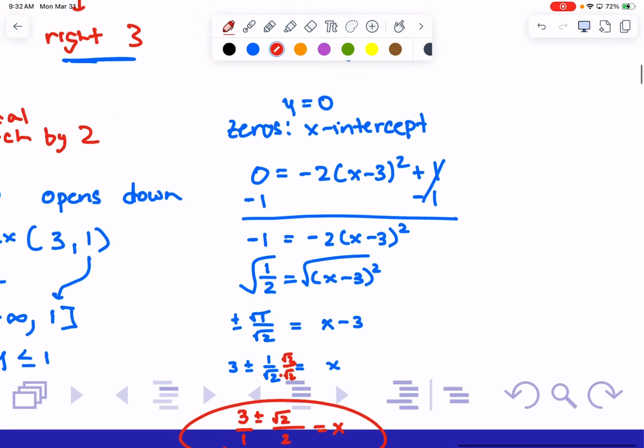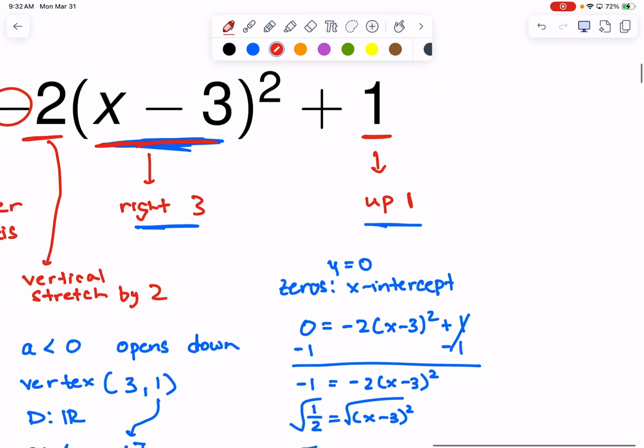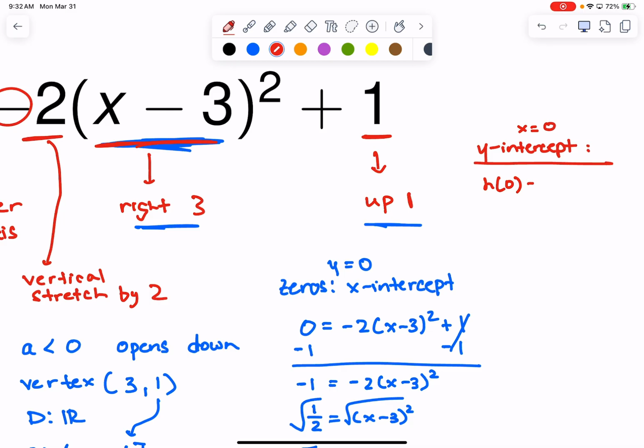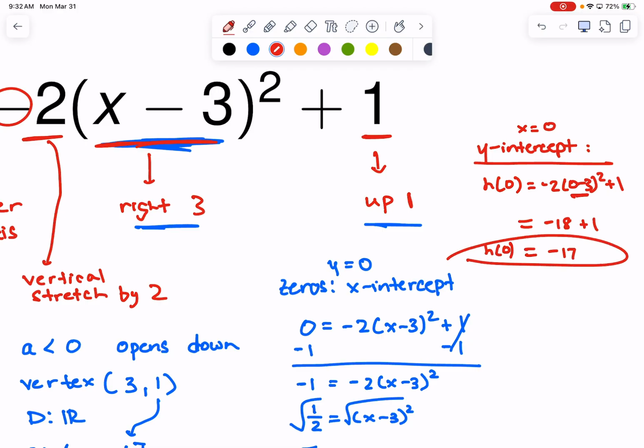Okay, you are going to get roots for these. A lot of roots are going to show up. Y-intercept, what do you let equal 0? You let x equal 0. So you just plug 0 in. So we're going to have h of 0, I believe. They used h, correct? So we're going to have negative 2 times 0 minus 3. This one's easier. Most of you will not struggle with the y-intercept. What's 0 minus 3? What's negative 3 squared? What's 9 times negative 2? Negative 18 plus 1. Negative 17 is the y-intercept. There it is.